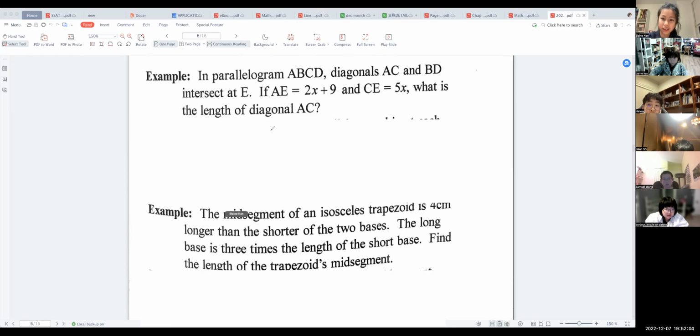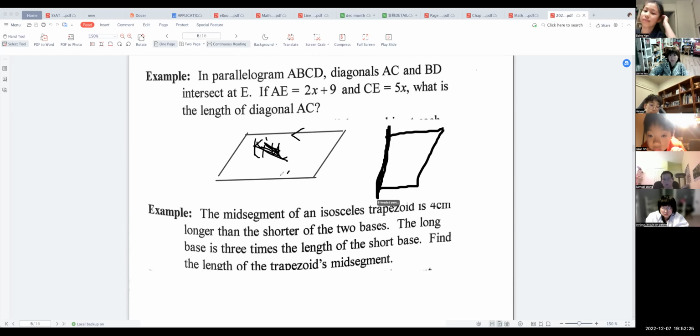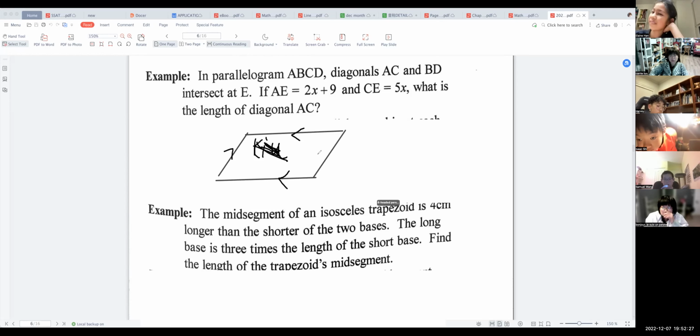It's okay. Okay, sort of. It's a parallelogram. This is a little short, right? Yeah, very good. Okay, so this is a parallelogram. So these two lines are parallel to each other.